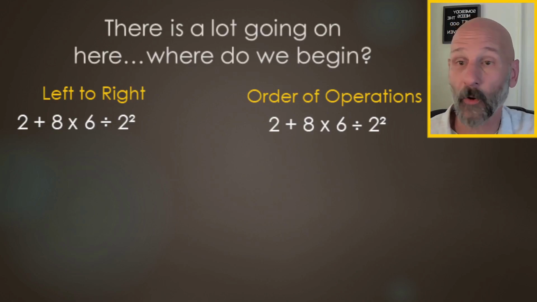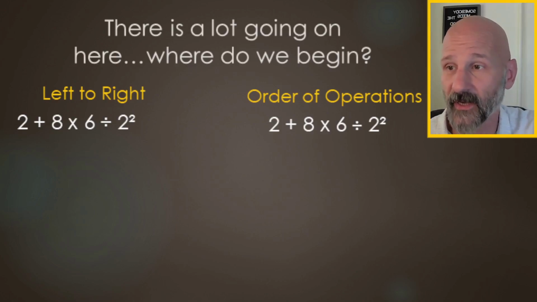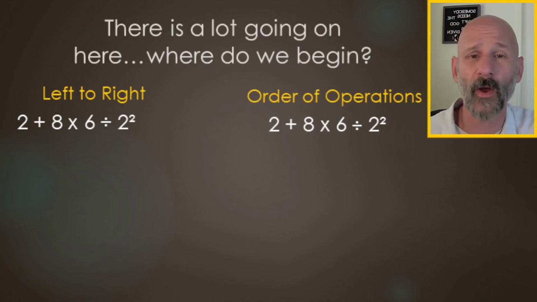Okay, now here we go. We're going to be looking at PEMDAS, or order of operations. Okay, so there's a lot going on here. 2 plus 8 times 6 divided by 2 squared. Now, going left to right is the wrong way of doing this.